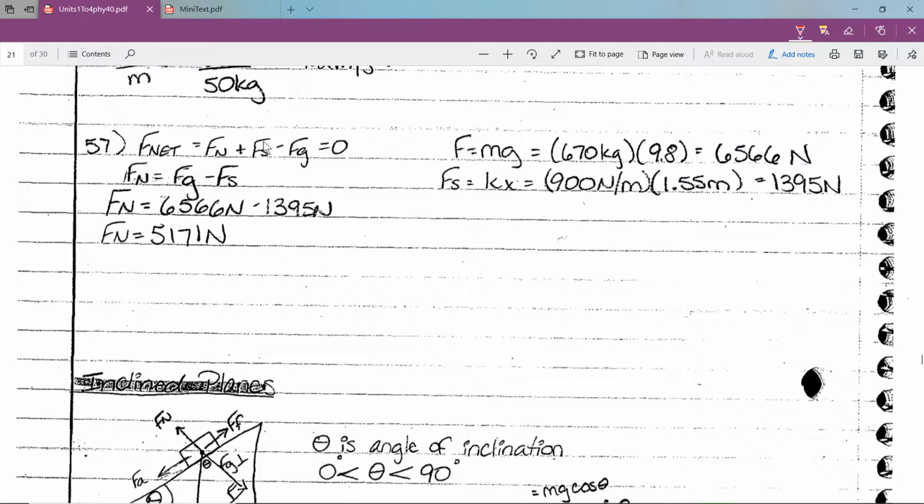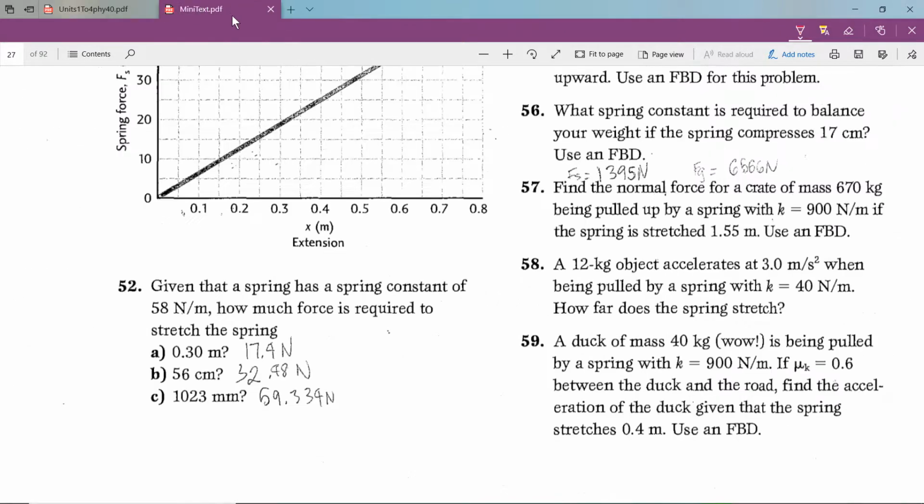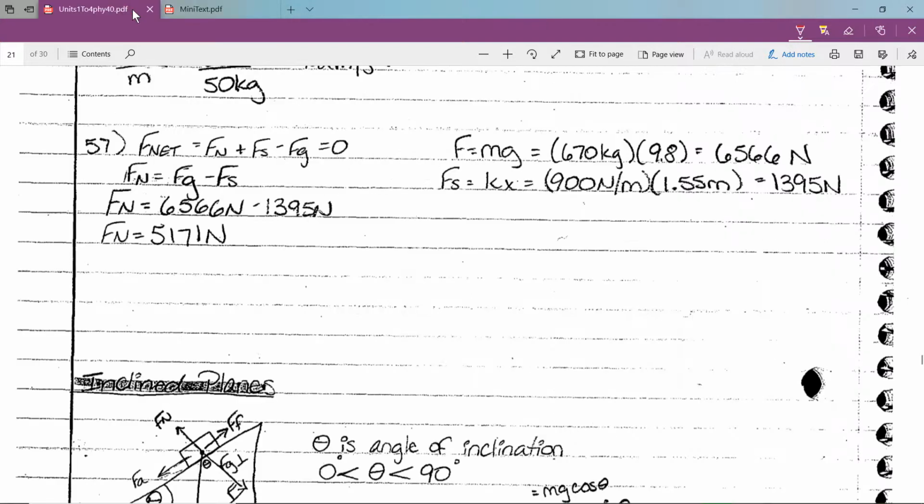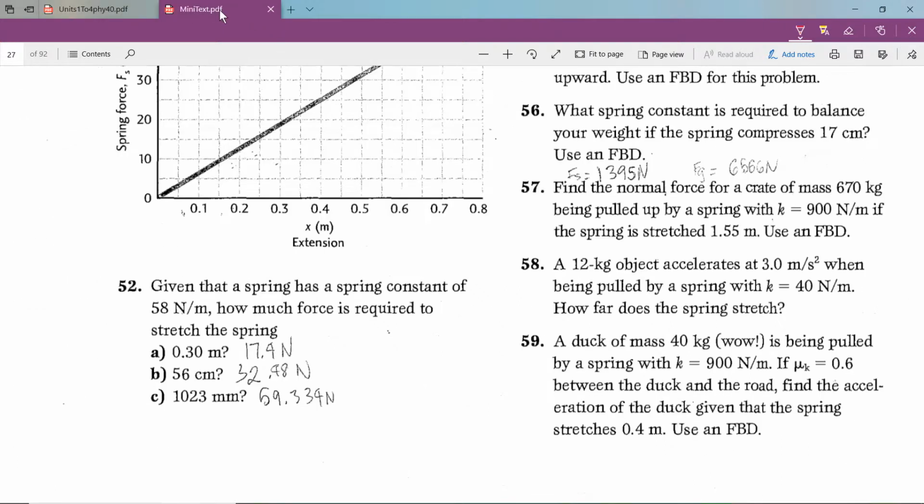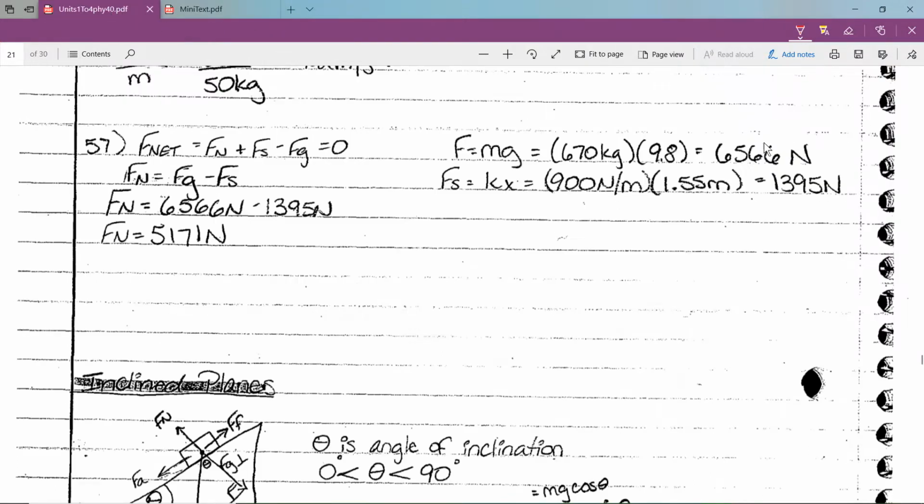So that is 6566. Now the spring force is 1395. How do I know that? We have that the spring constant is 900 newtons per meter, and it's stretched 1.55 meters. So that gives me 1395. So then my normal force is 6566 minus 1395, which is 5171 newtons. Okay? And I'm going to let you try the other ones on your own and then ask me if you have any questions.